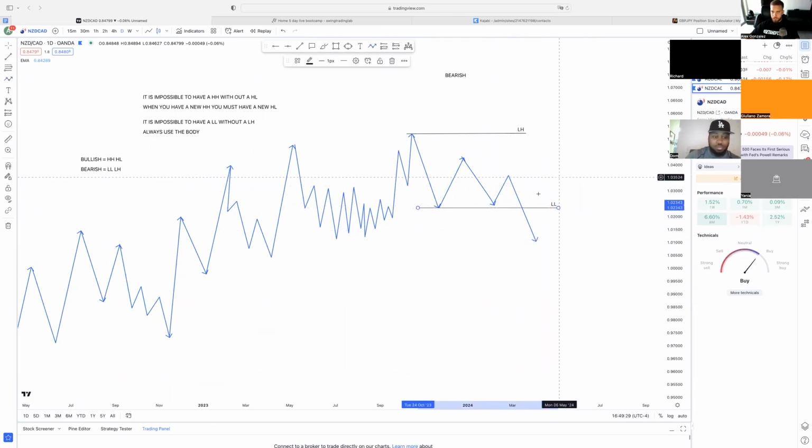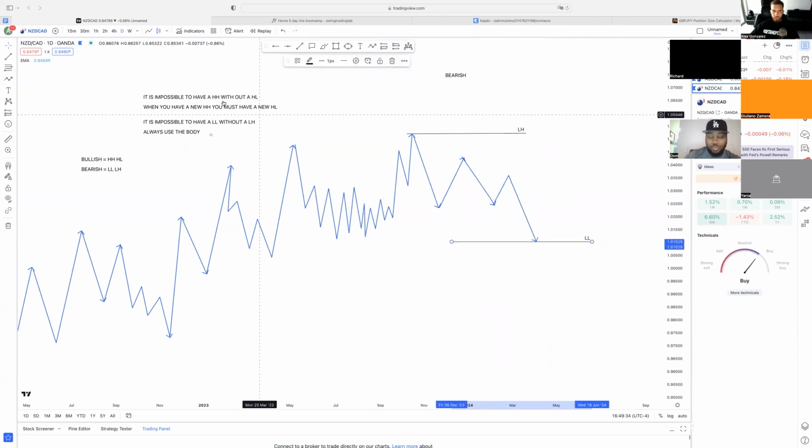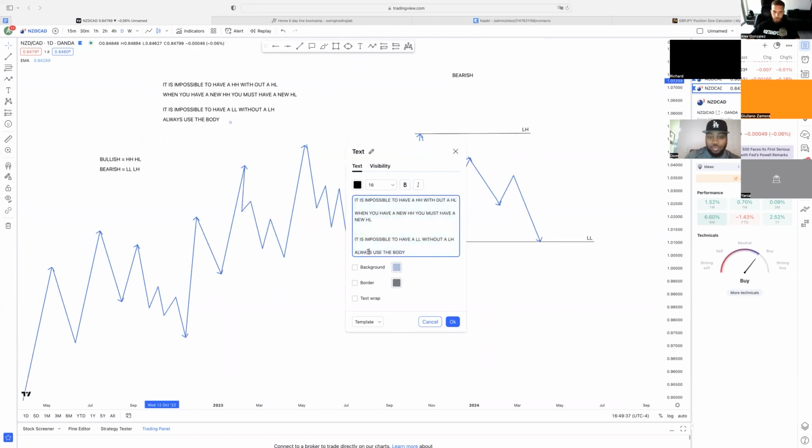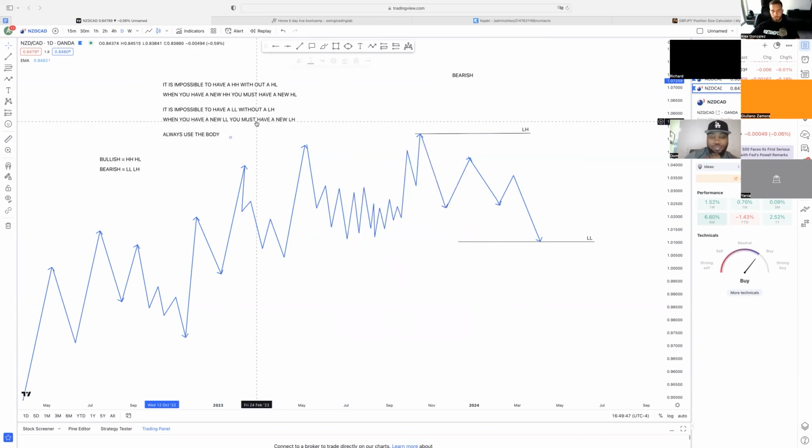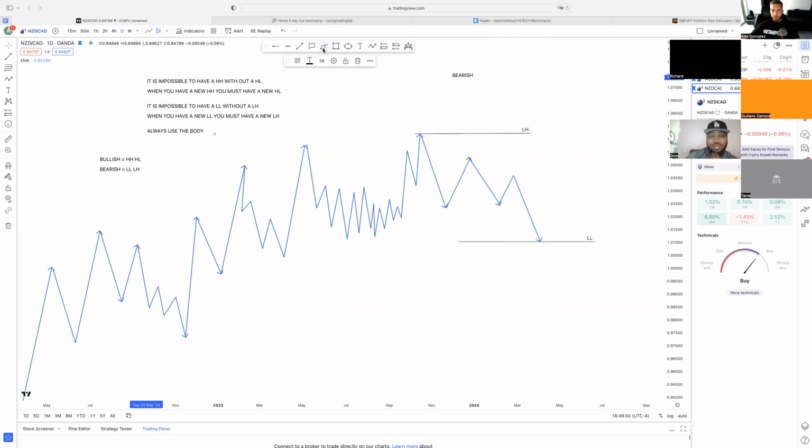So what about now? Bearish, correct? So we have a new lower low. So same thing right here. When you have a new lower low, you must have a new lower high. It's so simple. So where is the lower high? Is the lower high at point 1, 2, or 3? You guys are seeing how easy it is, right? I'm telling you, it's like 100% right now.